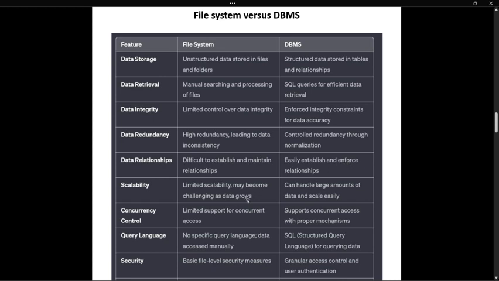Next, limited scalability may become challenging as data grows. Scalability means the ability to reliably access the information. When a large number of files exist, it becomes slow. Once we open it, it can take 2 to 3 minutes to load. But a database management system can handle large amounts of data and scale easily. Obviously, database management was developed for the reason of managing large data sets, so it is easy to manage large amounts of data.